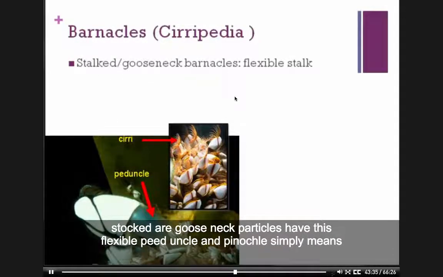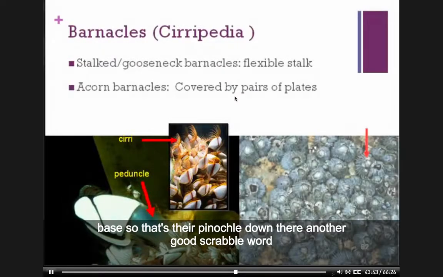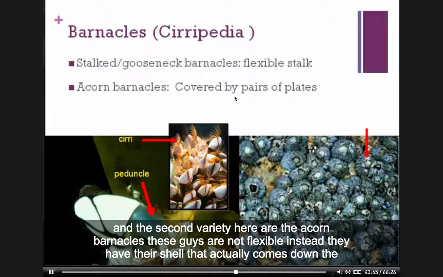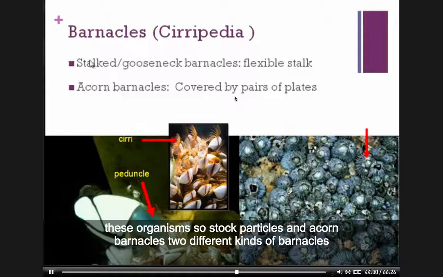Stalked or gooseneck barnacles have this flexible peduncle, and peduncle simply means base, so that's their peduncle down there, another good Scrabble word. And the second variety here are the acorn barnacles. These guys are not flexible. Instead, they have their shell that actually comes down the sides of their body and anchors them to the rocks. And they are essentially a bunch of plates around these organisms. So, stalked barnacles and acorn barnacles, two different kinds of barnacles.